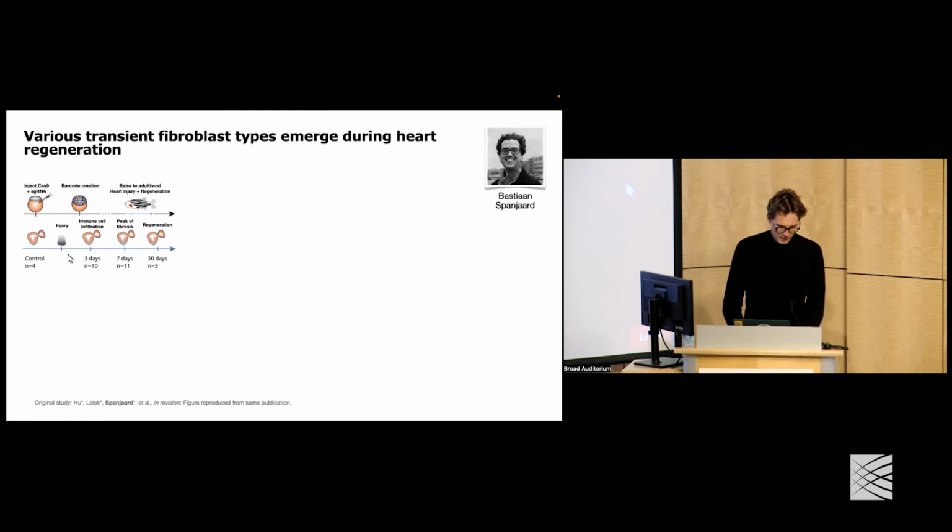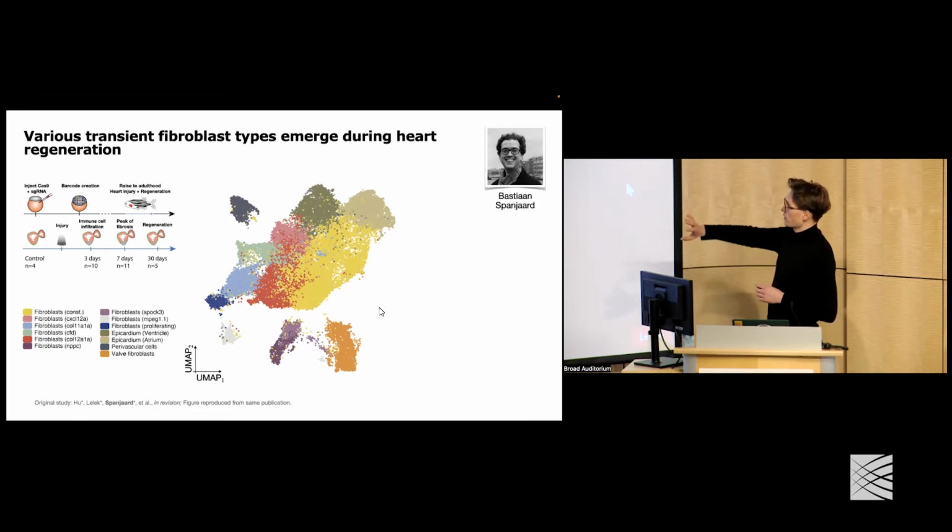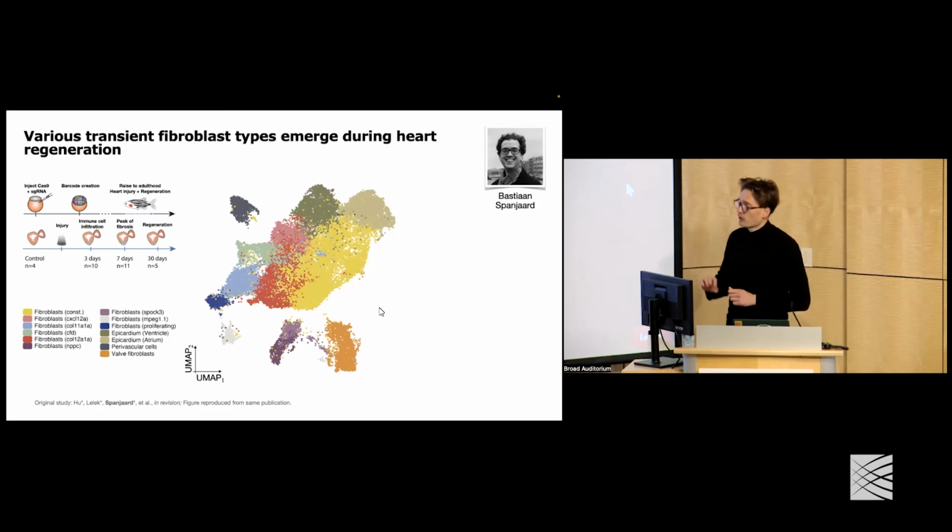So in this experiment, the zebrafish heart is injured. You sequence at a control time point before the injury, and you have a few time points after injury where you sequence. In the original publication, Bastian and colleagues showed that fibroblasts play an important role in this regeneration process, which is why we wanted to zoom into these fibroblasts a little bit. So here's a UMAP of the various fibroblast populations in this data set.